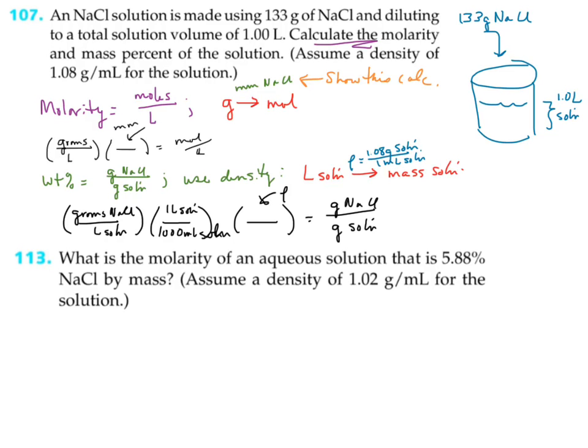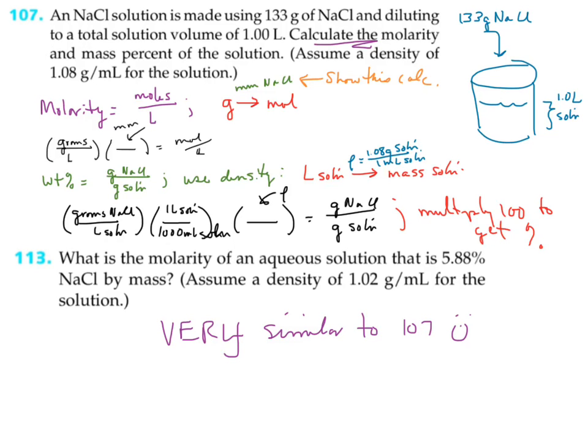I'm not going to turn it into a run-on statement, but I'm going to put a colon. I'm going to say multiply by 100 to get percent. All right. And then the next one's like the same way. In fact, it's even the same solute, so you don't have to calculate the molarity. Wait, yeah, it's NaCl. You only have to calculate the molar mass once, but it's like the same.